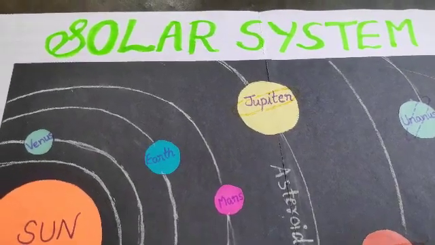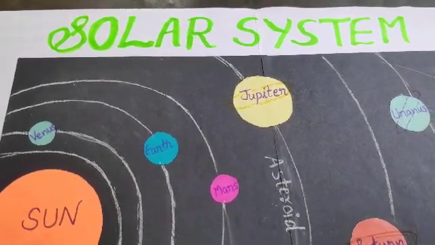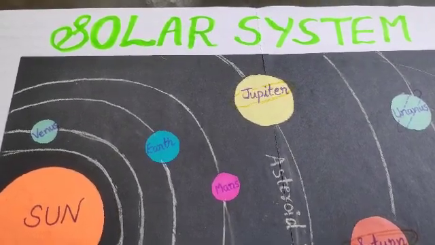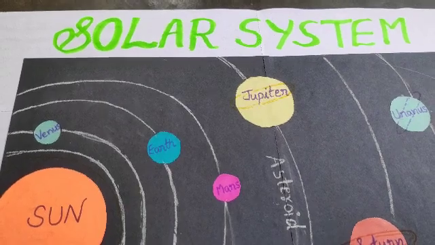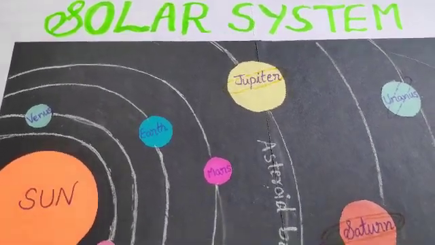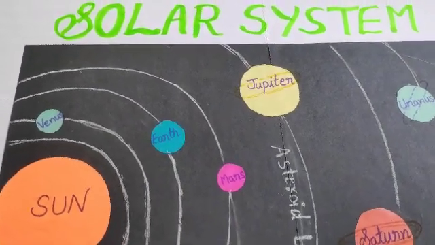Hello, good morning children. Today I am going to explain to you about the solar system. In the 6th class geography first lesson, you have the Earth in the solar system. So, about that I am going to teach you now.